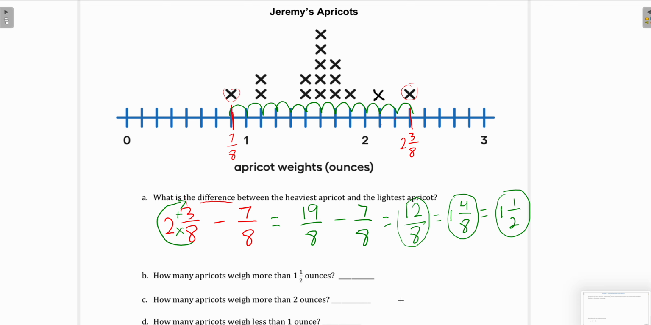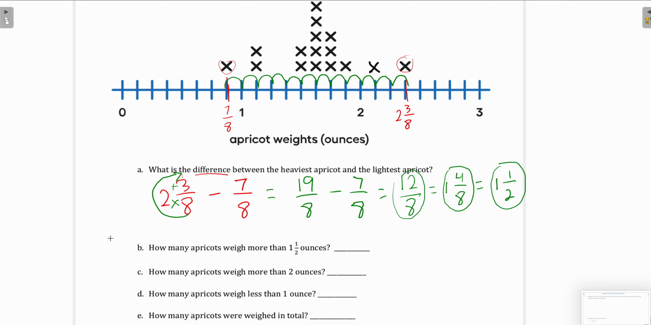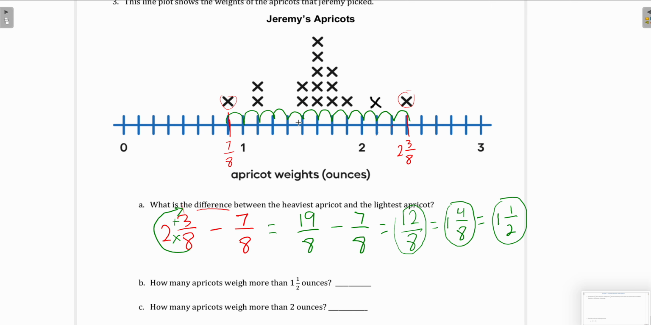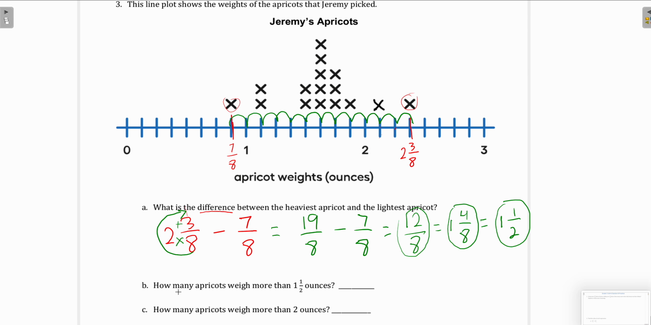All right, so let's answer this question now. How many apricots weighed more than 1.5 ounces? So, more than 1.5 ounces. So first we have to find where 1.5 ounces is. Okay, so let's find out where 1.5 ounces is.